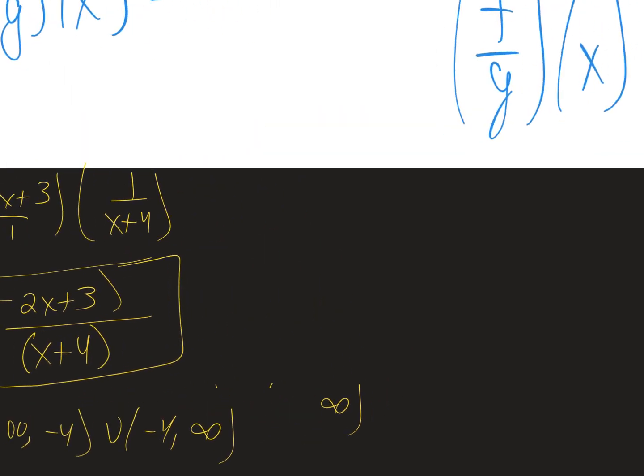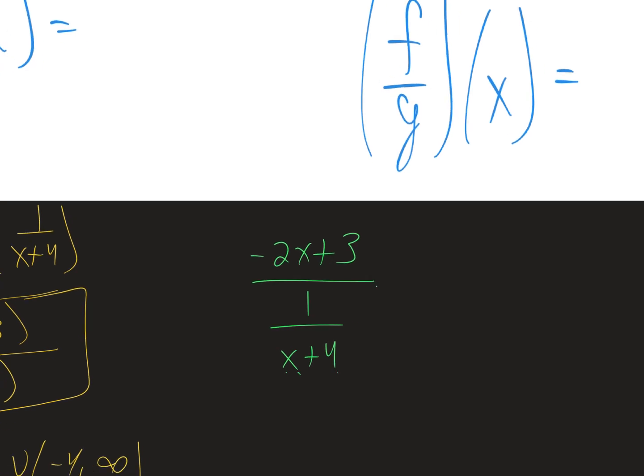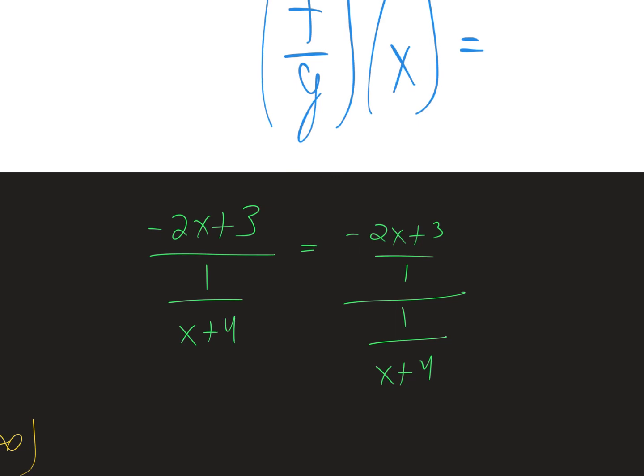We're going to divide. When we divide, I have my f function, which is negative 2x plus 3, divided by 1 over x plus 4. Can I rewrite this as negative 2x plus 3 over 1, and then 1 over x plus 4? Sometimes you like to see it as an actual fraction with a numerator and denominator divided by an actual numerator and denominator. But we're going to keep, change, and flip.